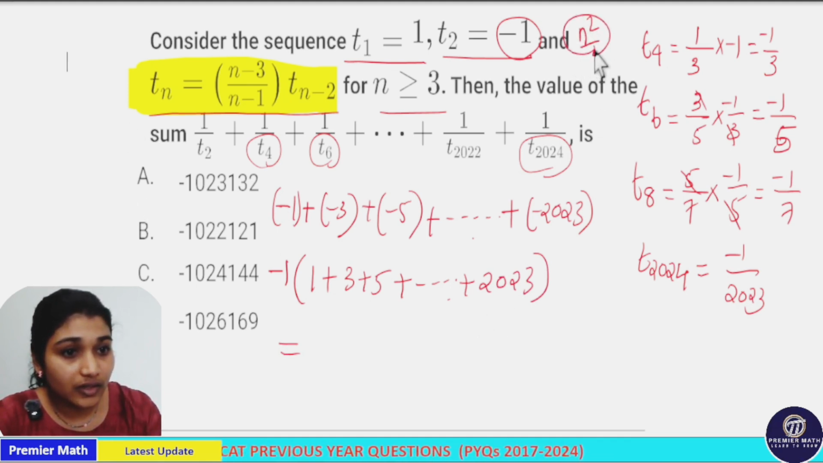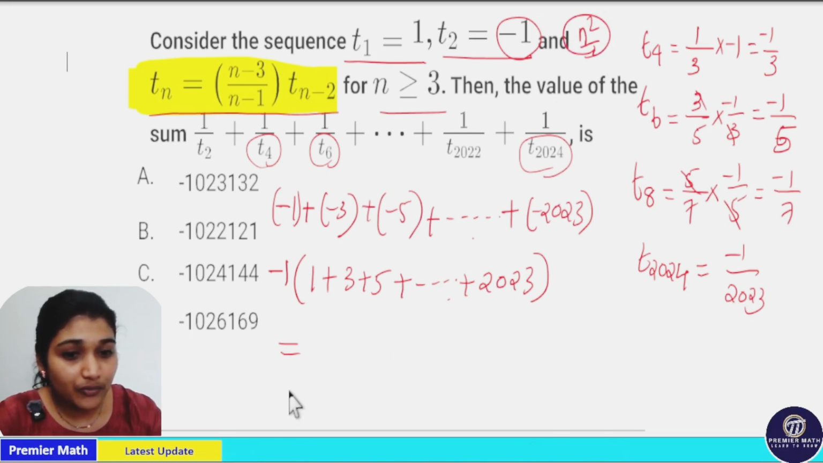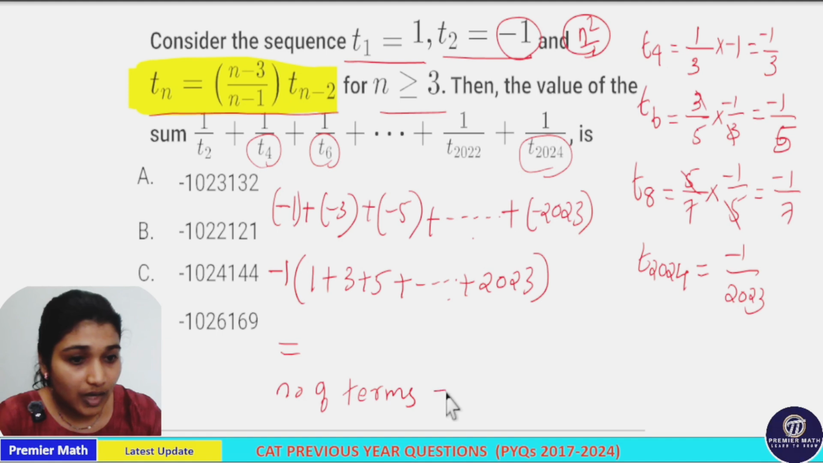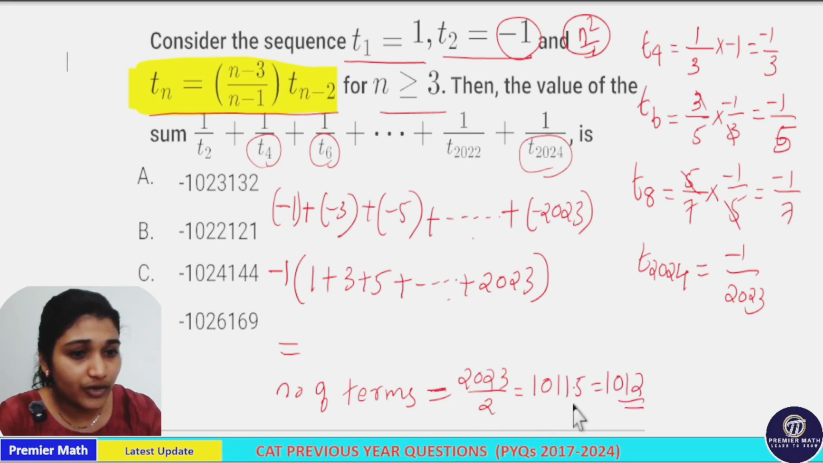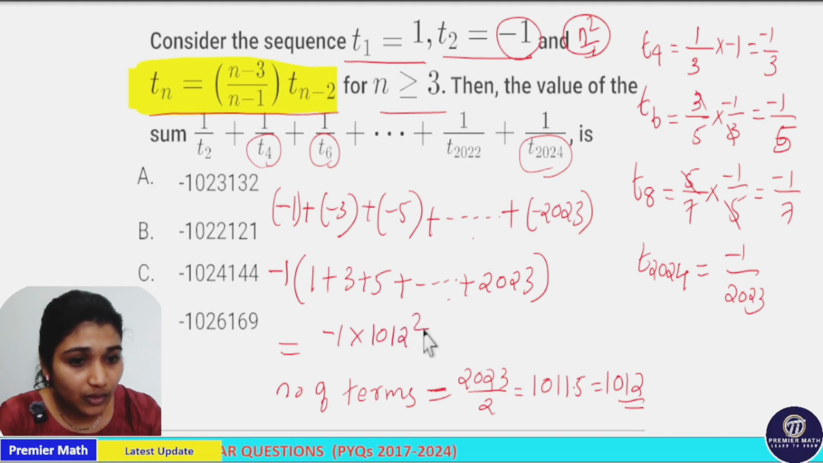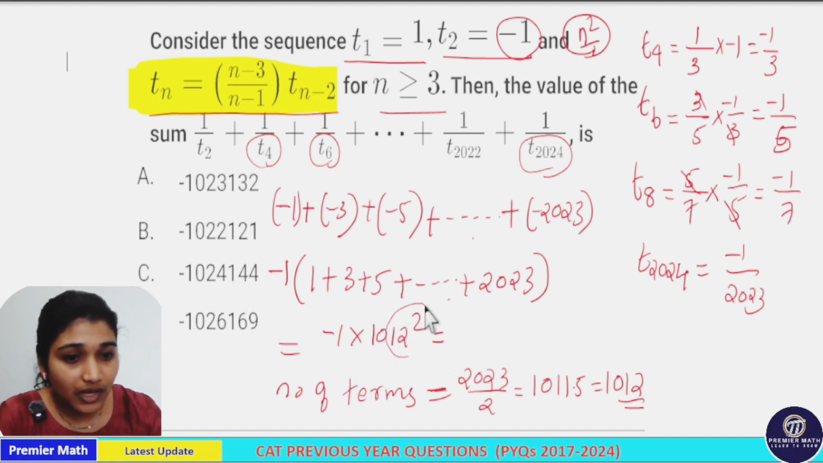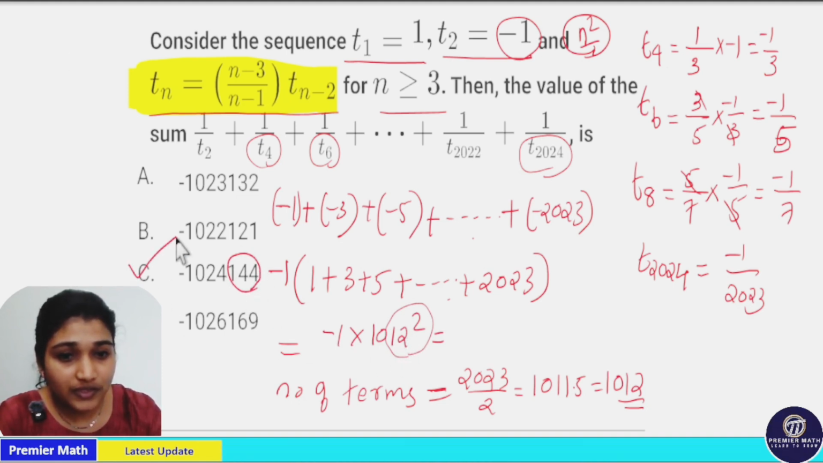Here n means the number of terms. The number of odd numbers up to 2023 is 2023 divided by 2, which is equal to 1011.5, so the number of terms is 1012, because this is an odd number, so take the nearest number. So this is minus 1 into 1012 the whole square. Now if you look at this, here we have 12 square, here we have 0. So if you look at here, we have 144 as the square of 12. So option C is your answer.